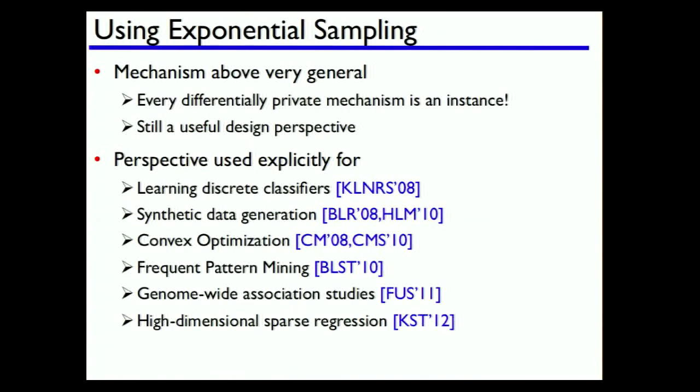Okay, so the mechanism above is extremely general. In fact, it's completely general. Every differentially private algorithm is an instance of that mechanism. So that makes it sort of threateningly general. It's almost too general to be useful. It turns out, though, it's still a really useful way to think about designing algorithms, and that perspective was used explicitly to design algorithms for a bunch of different contexts.